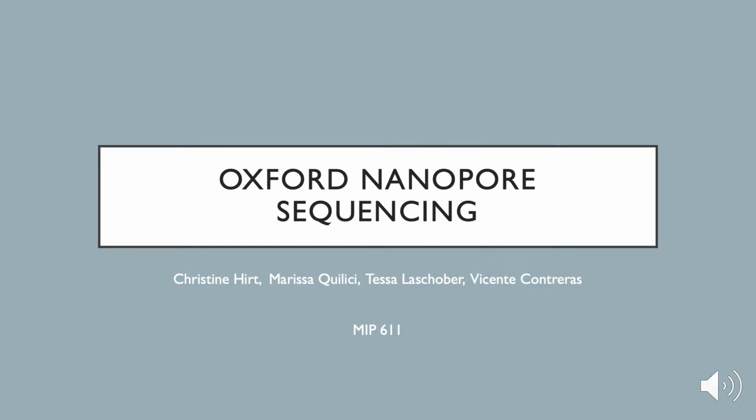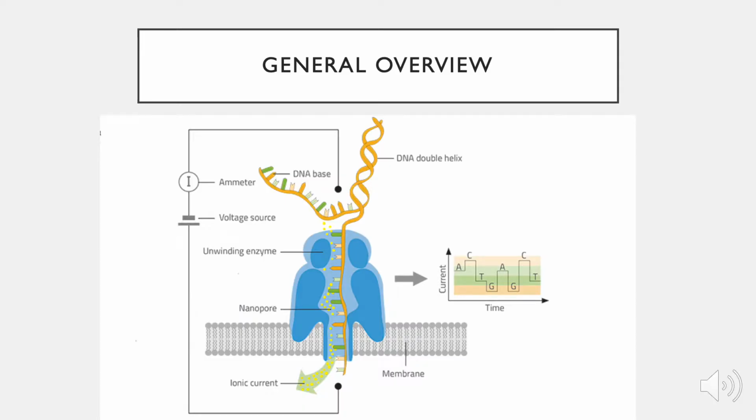Today we will be talking about the Oxford Nanopore sequencing platform. The Oxford Nanopore platform is a third-generation sequencing approach that utilizes proteins known as nanopores that contain a hollow tube in the core through which molecules can pass.